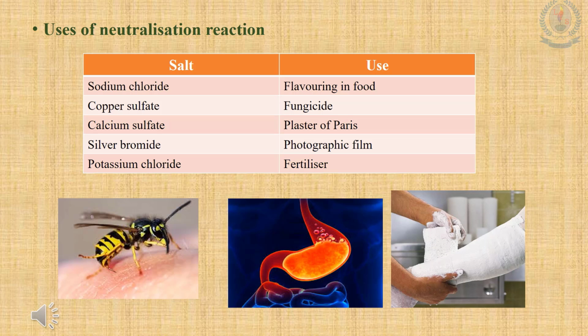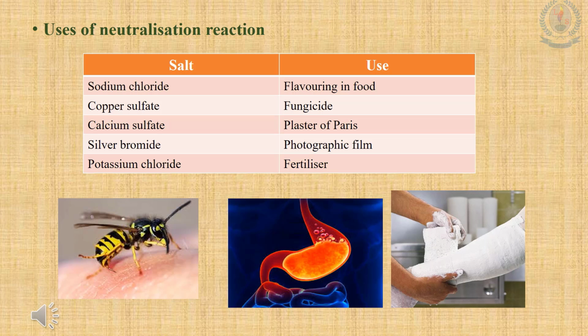Copper sulfate is used as a fungicide. Calcium sulfate is used to make plaster of Paris. Plaster of Paris is used to make casts to help broken bones repair. Silver bromide is used in photographic film. Potassium chloride is used as fertilizer.